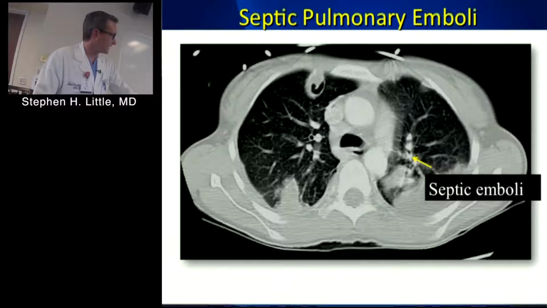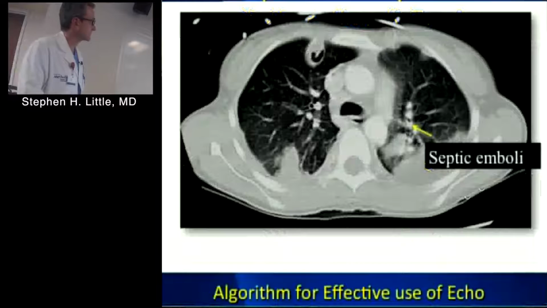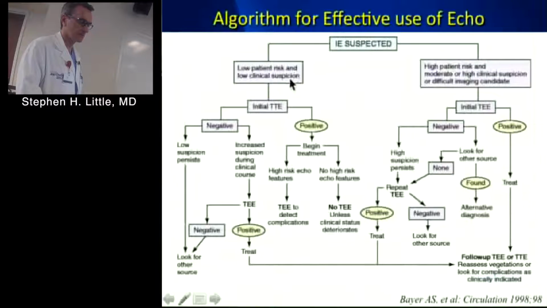All right, so we have these algorithms for effective use of echo. When you suspect endocarditis, if they're low risk, you do a transthoracic. There's almost no threshold to do a transthoracic, but people do a transthoracic. If it's positive, you treat, and you're done.